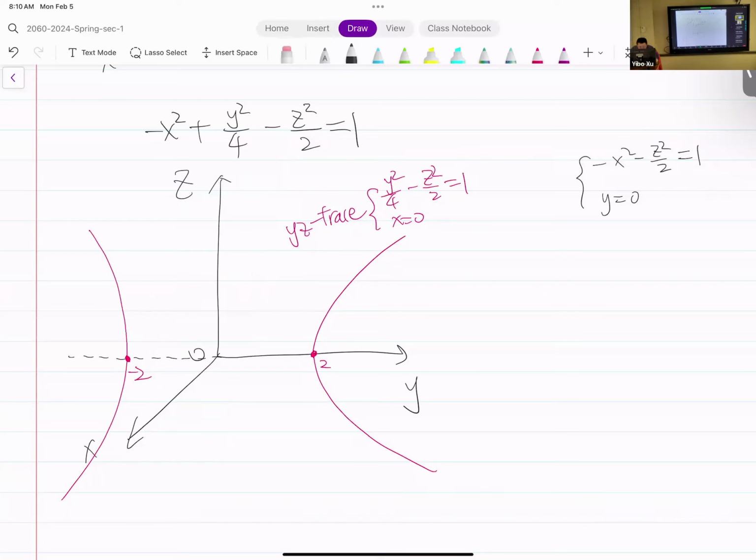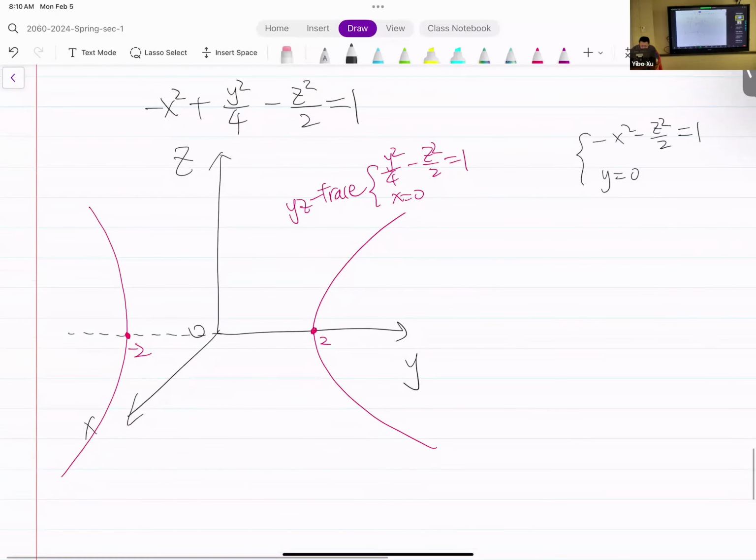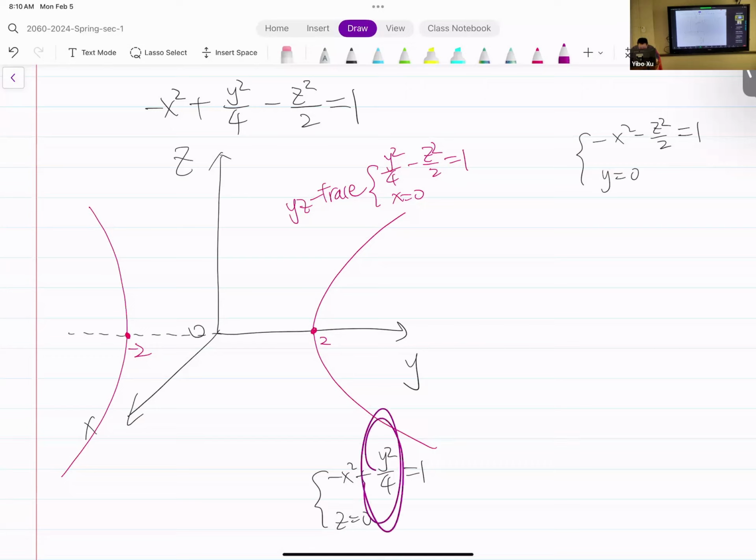We can move on to z equal to 0. Let me use the black color. Z is 0. That tells you negative x squared plus y squared over 4 is 1. So this is another hyperbola. This is the plane where z is 0, so that's the xy plane, right? So xy trace. And we notice that the y-intercept is again positive and negative 2, right? When you have x equals 0.